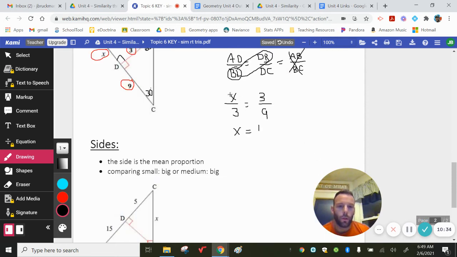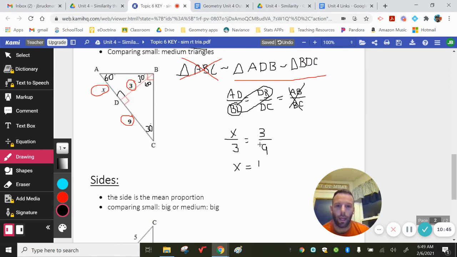So if you cross multiply, 9 times x is 9x, equals 3 times 3, which is 9. So 9 divided by 9 is 1. So that's the measure of x.